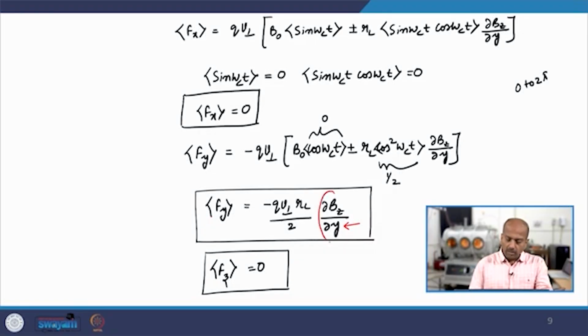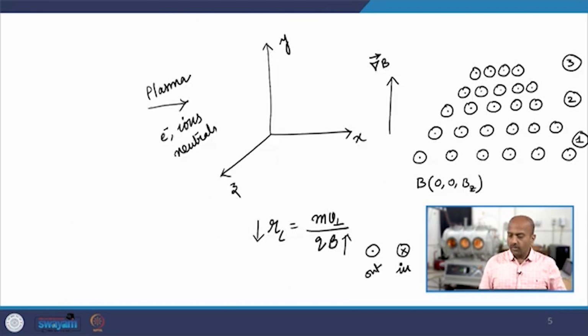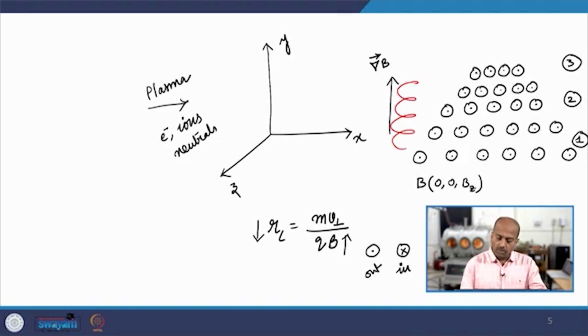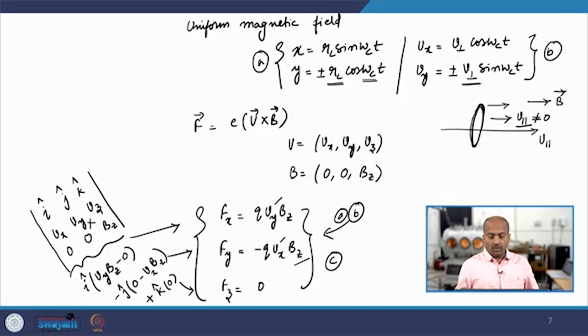So, you see here Fy seems to be dependent on dou Bz by dou y, and at the same time Fx is 0 and Fz is 0. So, if you take the original magnetic field configuration that we started with, what you are able to see in this picture is that as the particle moves in this direction, it is experiencing a force in the y direction. So, Fy, average Fy. What is the total effect of this?